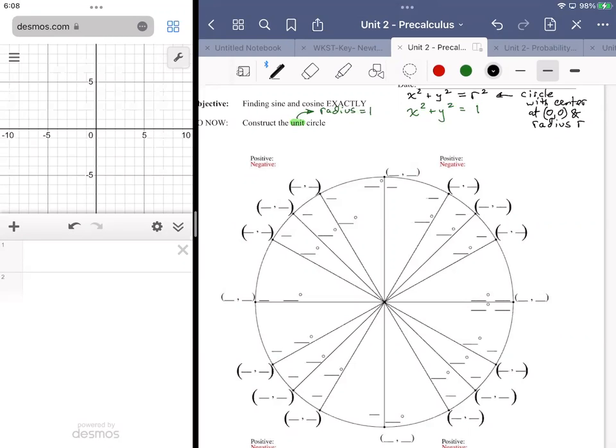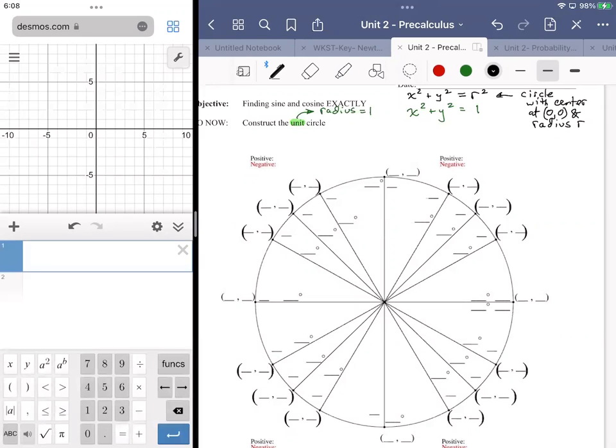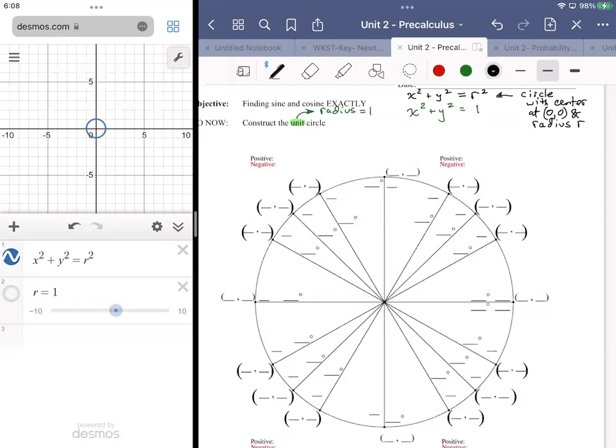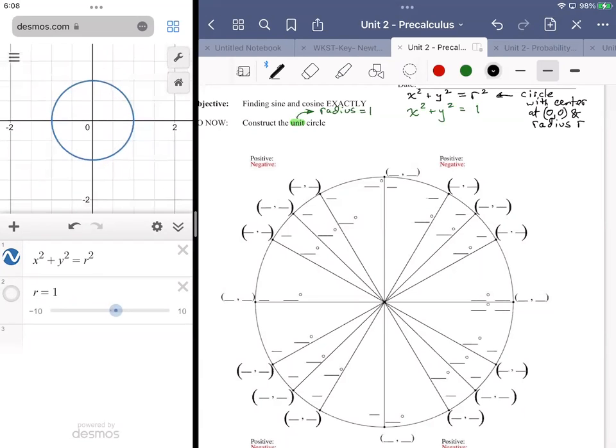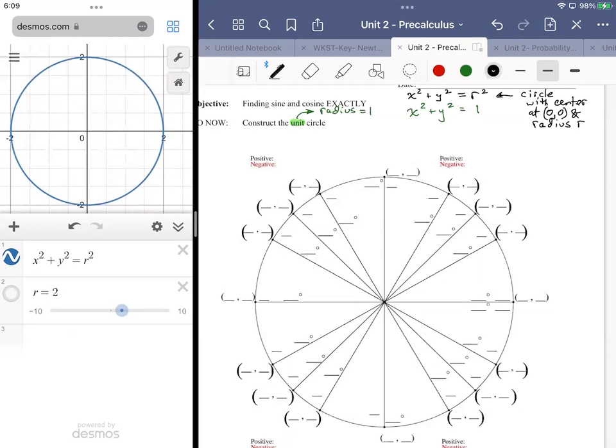All right. So if I put that in Desmos, x squared plus y squared is equal to r squared, and then add a slider for r, I get a circle. And in this case, with the r value being equal to 1, it gives me a circle with a radius equal to 1, right? Now, if I make my radius equal to 2, it modifies the equation, but it also modifies the graph, right?